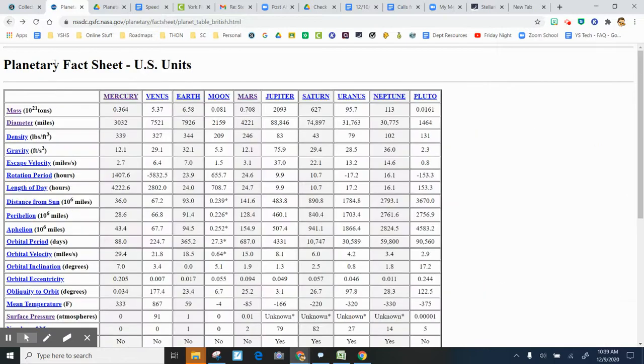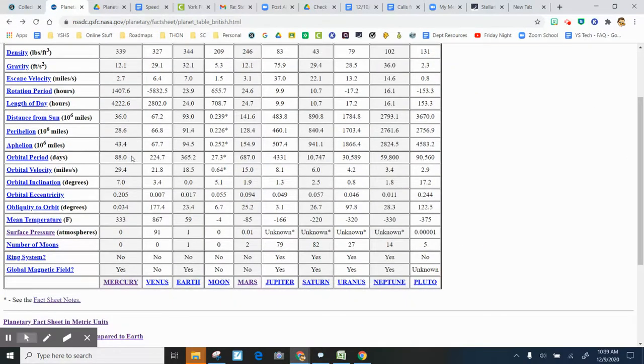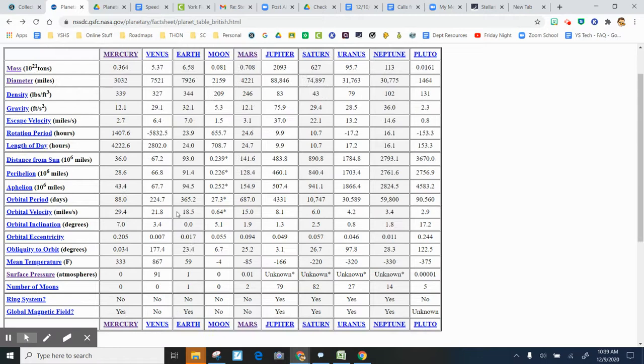So this is a really good chart to use, and you're going to need to at least be able to mess around with this a little bit to gather some information for some following activities.